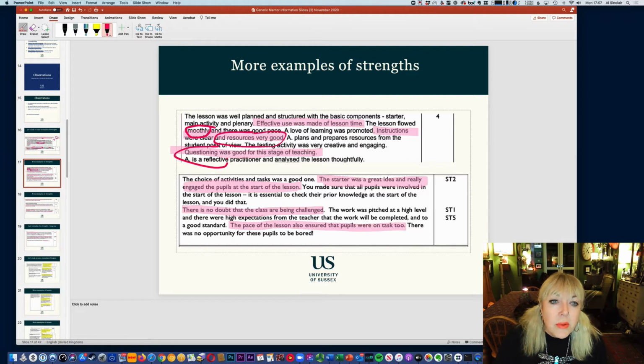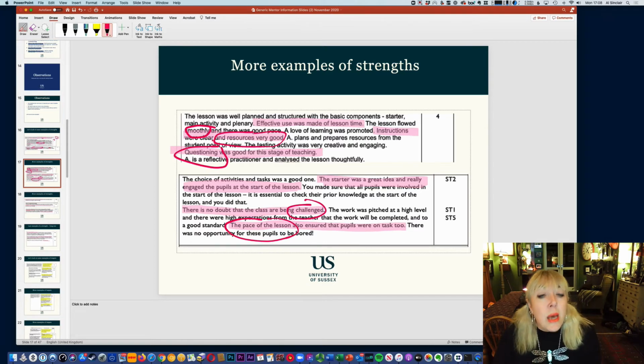Their questioning was good. Again, let's reassure them that bit's good. Leave that as it is. Let's work on something else, okay? Class is being challenged. The pace of the lesson is good, okay? So they're not just one-liners. We're expanding. We didn't just write pace was good. We're expanding on the bits of the lesson that have been successful, okay?